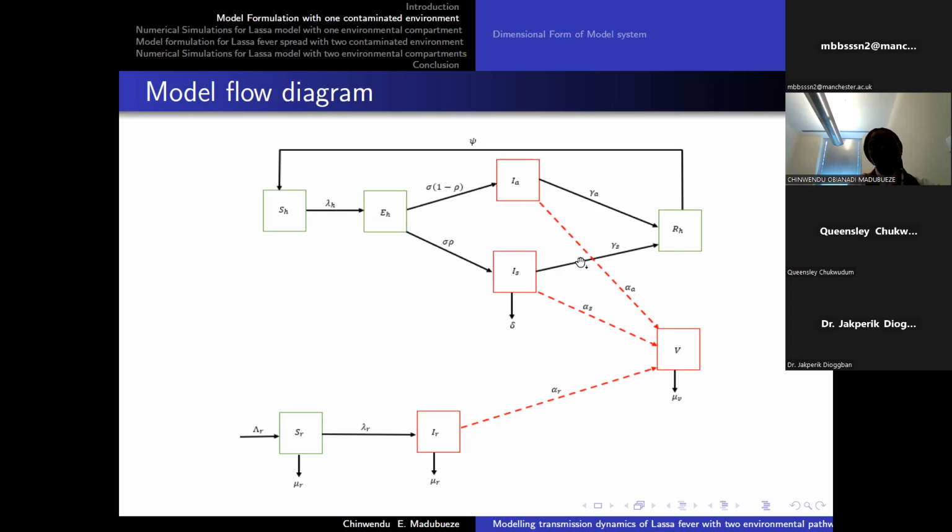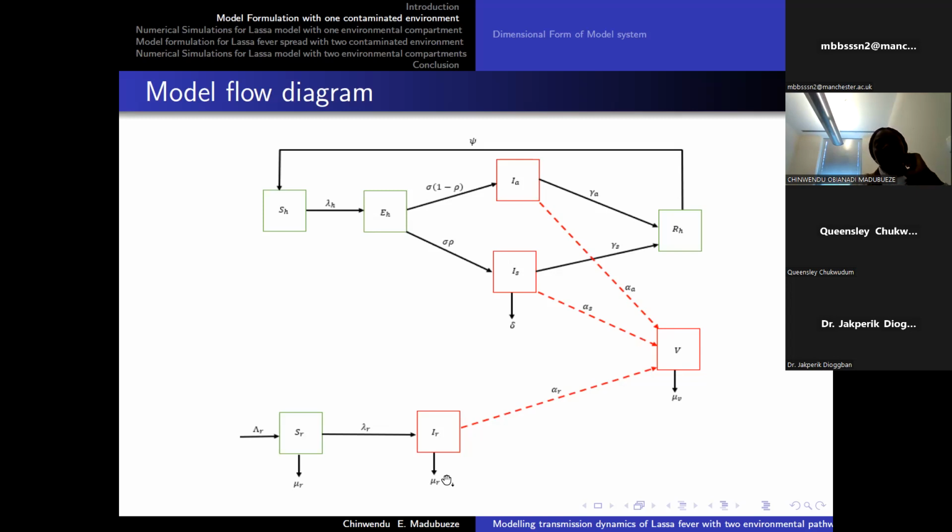Now, we have these red arrows, which have to do with the shedding. We take it that the symptomatic and asymptomatic infected can be shedding the virus in the environment, where V represents the environment. The environment can be the hospital setting or in-house.